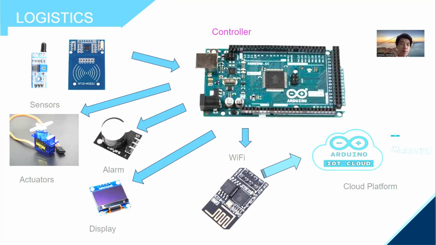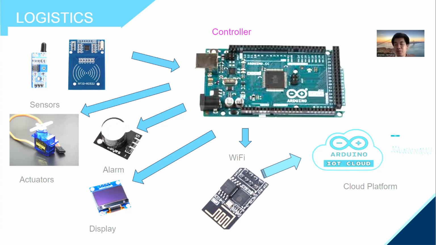Here we have 2 kinds of sensors. One is the infrared sensor, and the other is the RFID sensor. The infrared sensor detects motion, and the RFID reads the card tapped. For the actuator, we have a servo motor that drives the door to open in either direction. Here we have an alarm, which we will demonstrate later. And the OLED display will display the name of the student and other information.